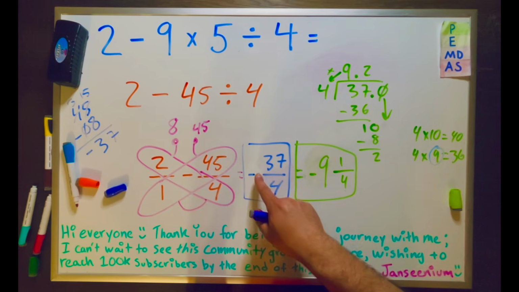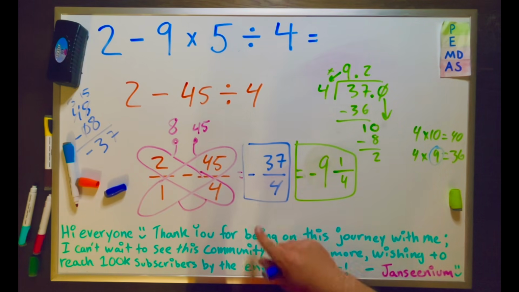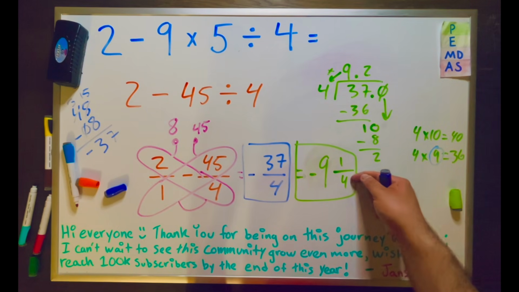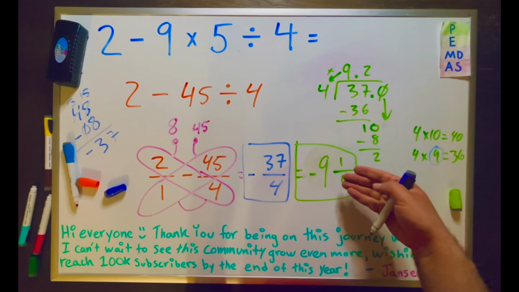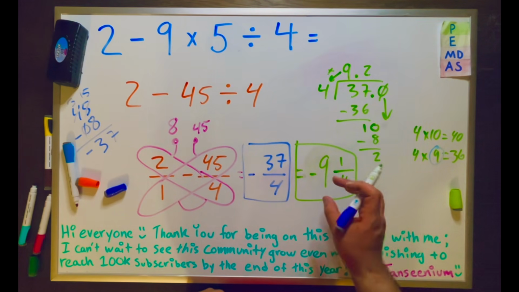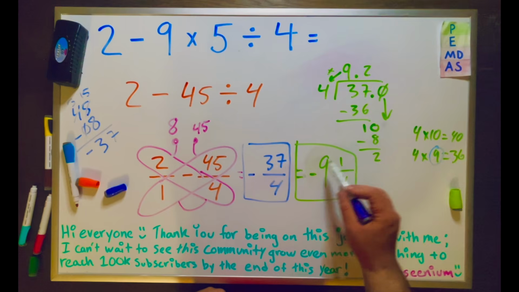And by the way, you cannot simplify 37 over 4 further. So this is the answer. And you can't simplify 1 over 4, this proper fraction, any further. So this is the answer in mixed number form, negative 9 and 1 over 4.